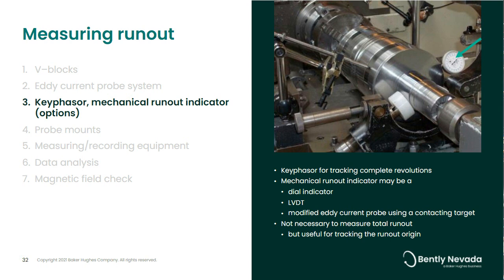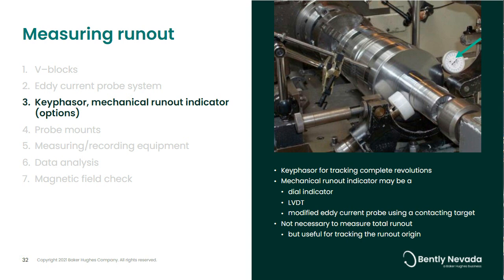Next, we also recommend having some sort of mechanical runout indicator. So in addition to the proximity probe, we want to have something like a dial indicator or an LVDT or some sort of modified eddy current probe using a contacting target. So we need to be able to measure something physically on the shaft surface to get that purely mechanical runout measurement from the shaft.